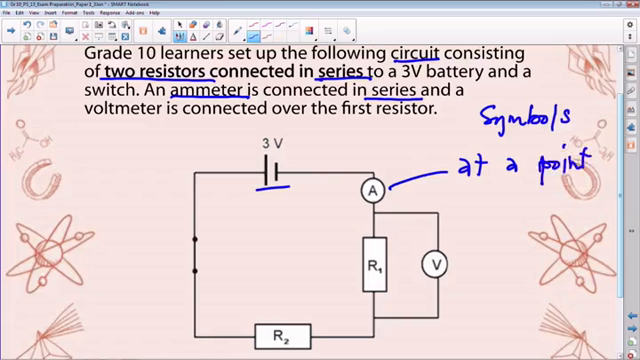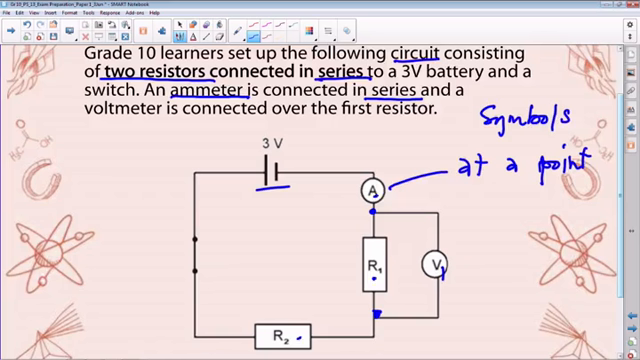And the voltmeter is connected over the first resistor. What is very important about the voltmeter is that it's connected across R1, so it will measure the work done across R1. We can call it V1 if we like, so that we know it has to do with R1. R1 and R2 are connected in series, so whatever current passes through the ammeter will pass through R1 as well as R2, because this is a typical series circuit.